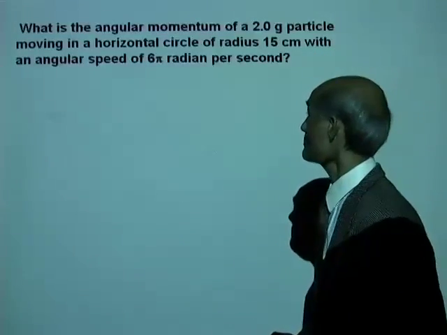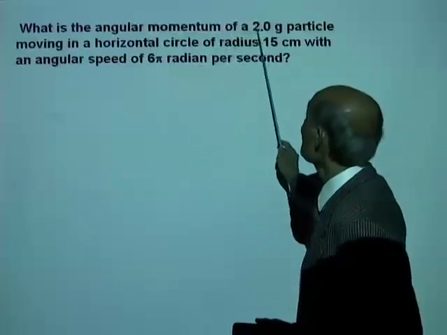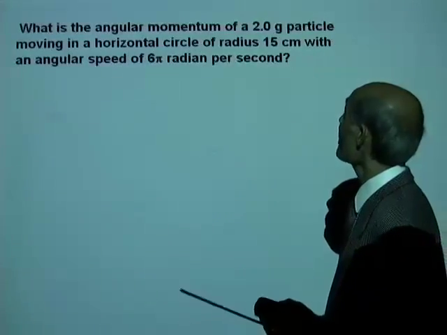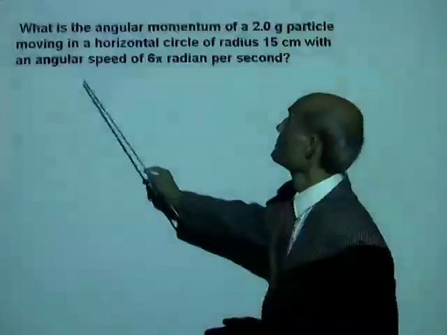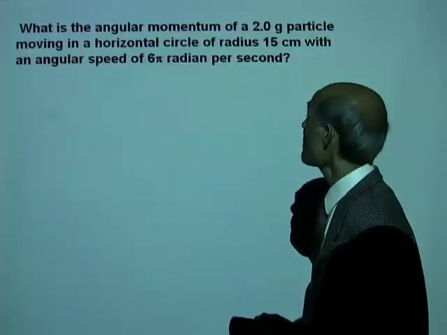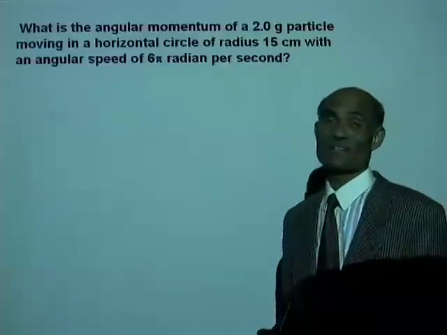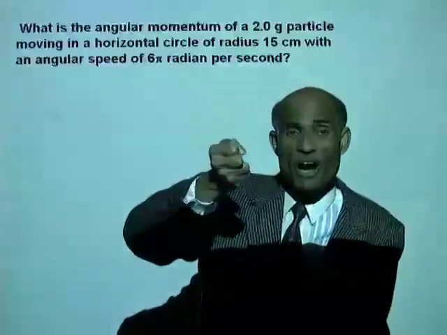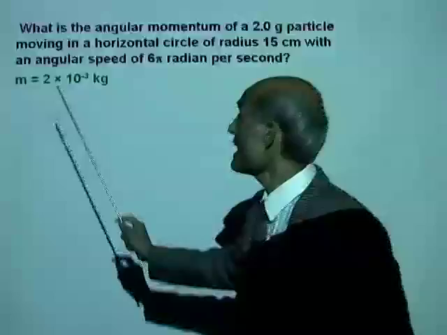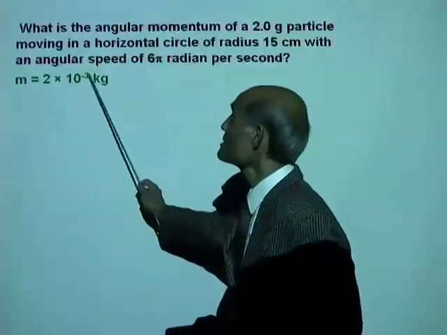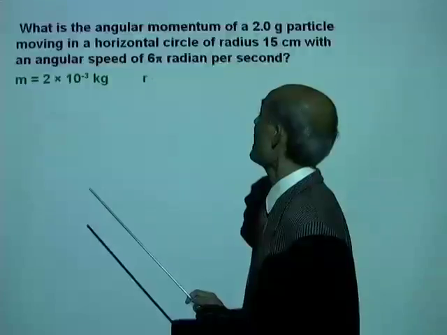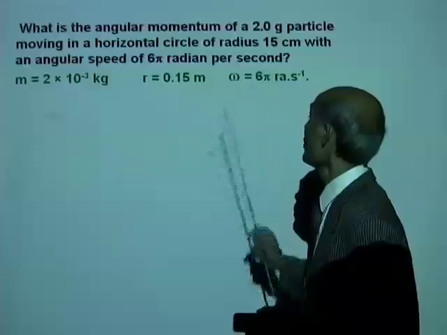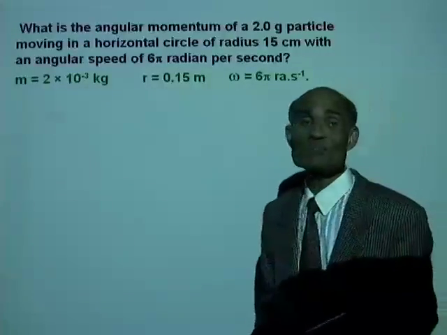Another problem. What is the angular momentum of a 2-gram particle moving in a horizontal circle of radius 15 centimeter with an angular speed of 6 pi radian per second? Angular momentum is mvr. Well, we have the mass as 2 times 10 to the negative 3 kilogram, 2 gram. R, the radius, is 0.15 meter and omega is 6 pi radian per second.